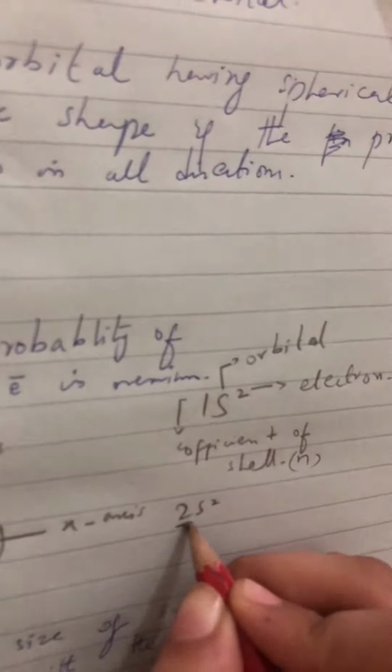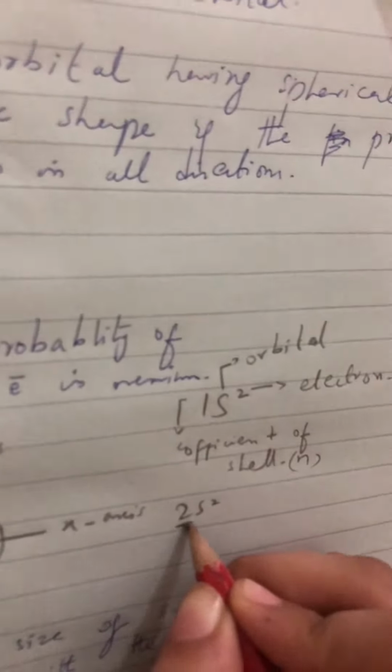Another is d orbitals. Now what is the shape of d orbitals? That is double dumbbell shape. As we all know, in the d subshell how many orbitals do we have? The azimuthal number of d is 2, so 2 times 2 plus 1 gives 5. It has 5 orbitals. So d has 5 orbitals.